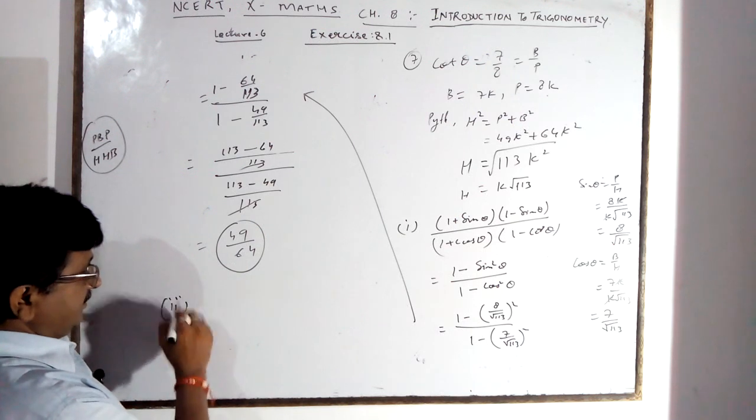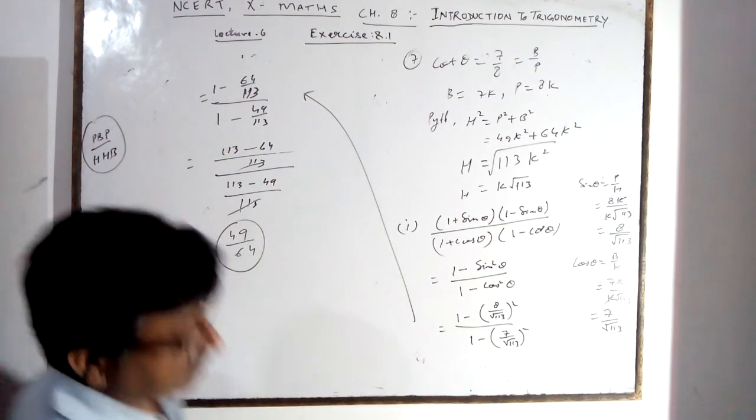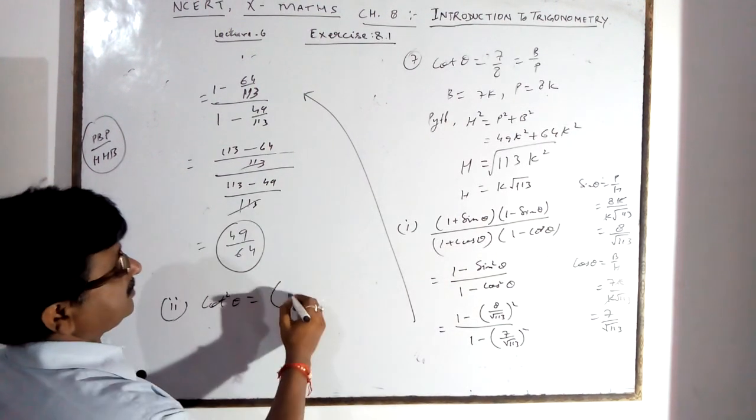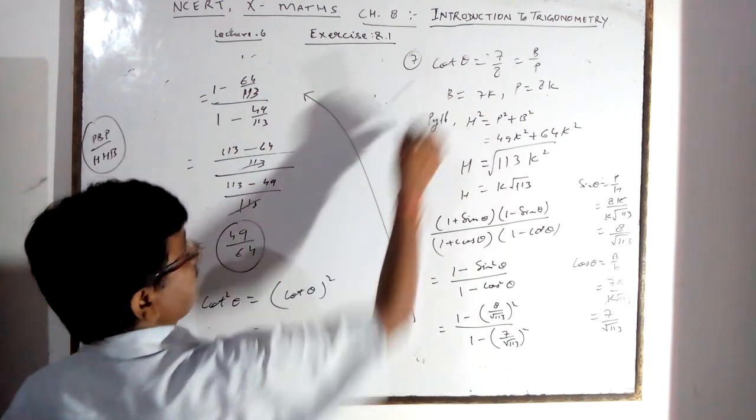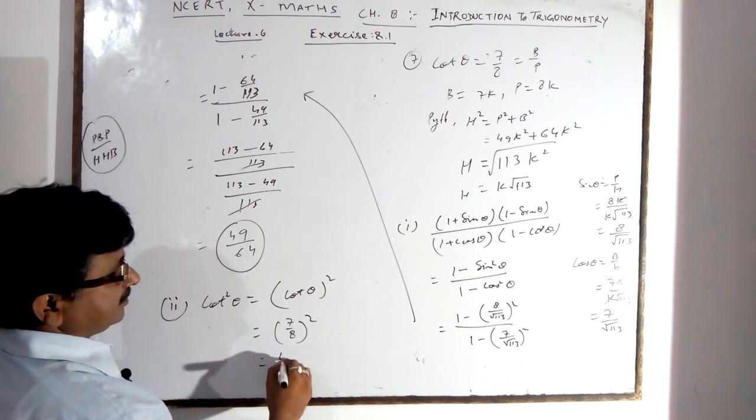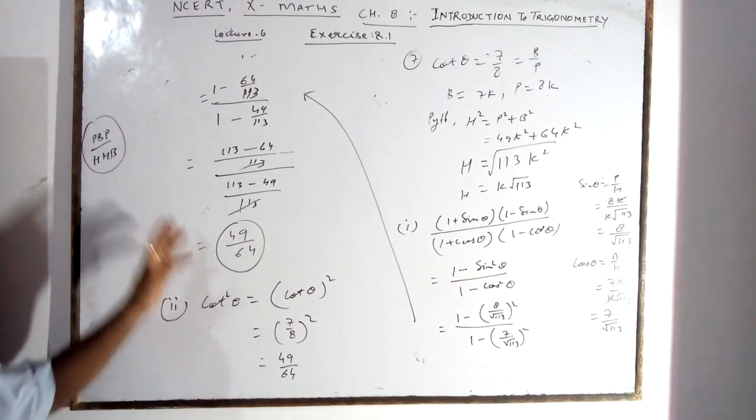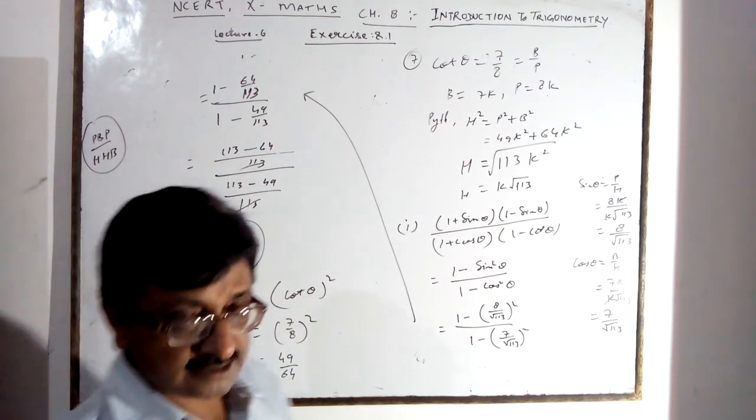Now the second part of this question 7 is given: cot square theta. Cot square theta means cot theta whole square, and cot theta is given here as 7 by 8. 7 by 8 whole square, that is 49 by 64. Both the answers you are getting same. Two answers separately, two parts are given.